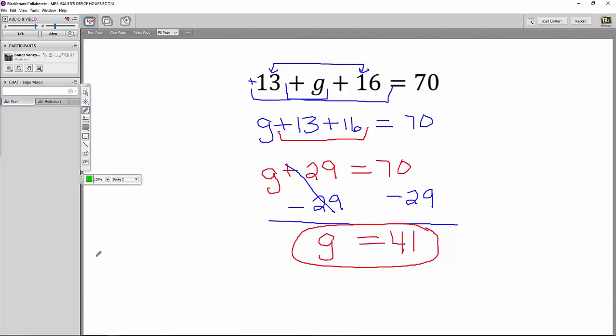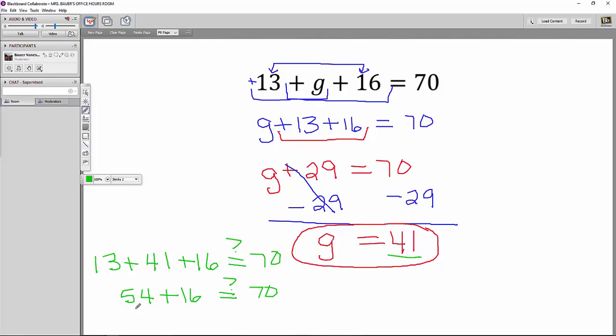Let's go back and do our check. 13 plus 41 plus 16, does that equal 70? 13 plus 41 is 54, plus 16, does that equal 70? Type that into our calculator, 54 plus 16, that is indeed 70. Since that is true, our answer is correct.